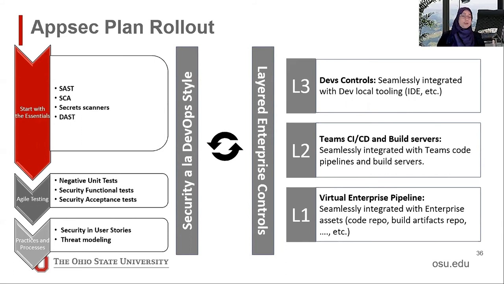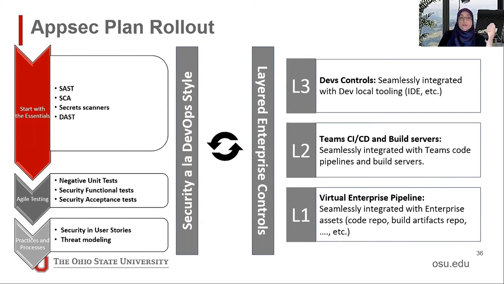So as you're planning your rollout, you don't have to start where you think is the optimal. It has to be driven by how your culture of the organization is, their degree of readiness, and their maturity in security. So usually the use of the tools also helps educate and teach and bring along people for your AppSec journey. So tooling like SAST, software composition analysis, secret scanning, DAST. And then you have those layered enterprise controls, which we talked about.